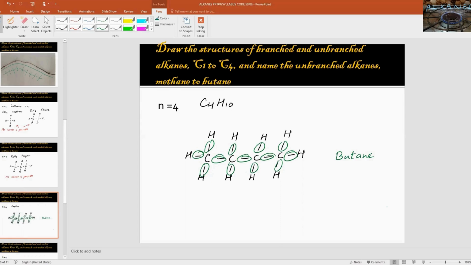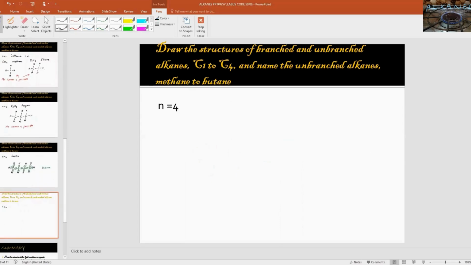Branching is possible here. It will be like that. There will be a straight chain of 3 carbon atoms with a branching in the middle one. It will be like this: 1, 2, 3.